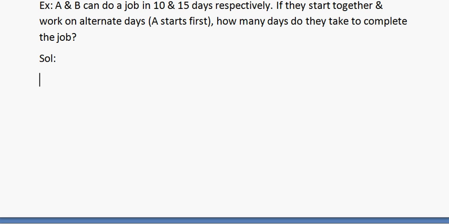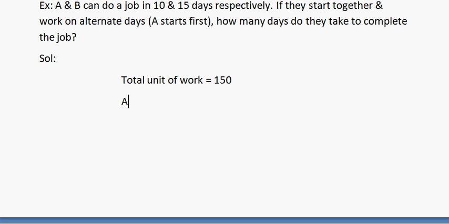So let's do it. This is very similar to what we have done before, but the only difference is here they are working on alternate days, which means on day 1 A works, on day 2 B works, on day 3 A works, on day 4 B works, and so on till the job is completed. So how to do it? Again, let's assume the total units of work is what is divisible by both 10 and 15. So it can be 30, right? Or it can be 150 as well. So I'll take 150. You don't have to calculate LCM, you can just multiply these two terms as well, right?